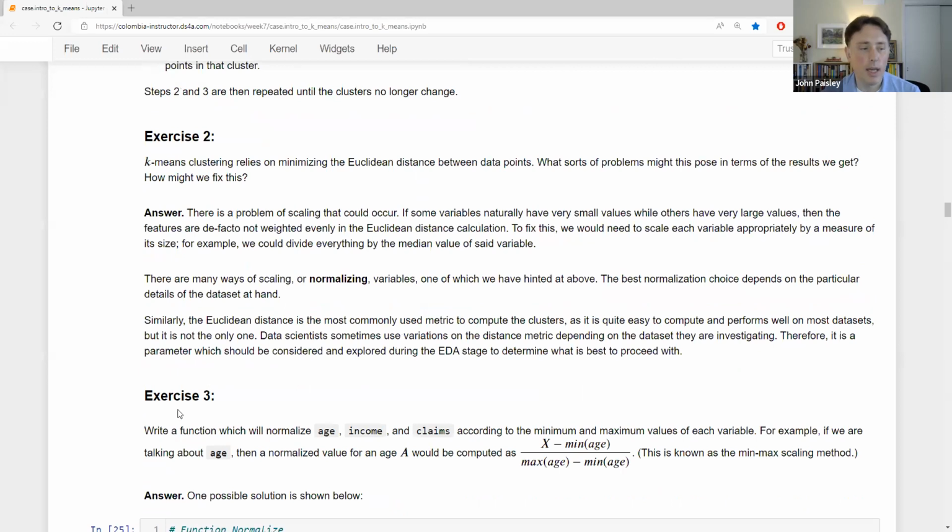Okay, so K-means clustering relies on minimizing the Euclidean distance between data points. To return to an earlier question, what kinds of issues do we have to assume? What problems might this pose in terms of the results that we get, and how could we fix that? The key problem is that there might be a problem of scaling of the features. When you calculate the Euclidean distance, think of line of sight distance. If you put a rope between you and the object and stretched it out, how long would that rope be?